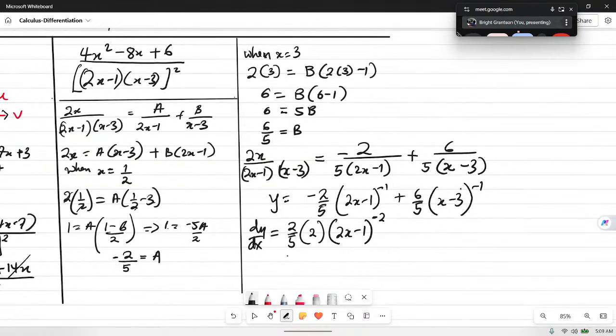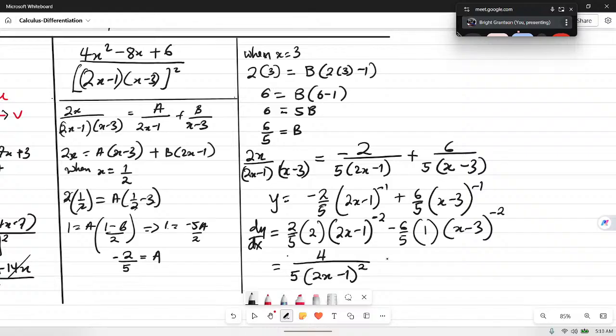Now this negative comes to multiply 6 over 5, giving you negative 6 over 5. Differentiate the inside, you get 1. Then x minus 3, all raised to the power negative 2. So you eventually get 4 over 5, then this negative will come down. So let's rewrite the fraction again: 4 all over 5(2x minus 1) squared, minus 6 all over 5(x minus 3) all squared.